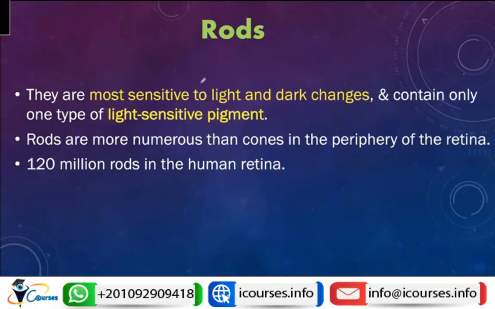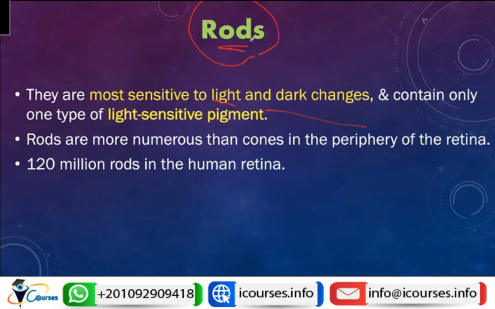So the rods are the most sensitive to light and dark changes. Since the rods are responsible mainly for dark vision, they need to be very, very sensitive, because with a single photon of light, there will be a visual impulse initiated in these rods.